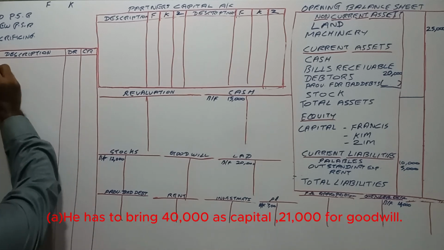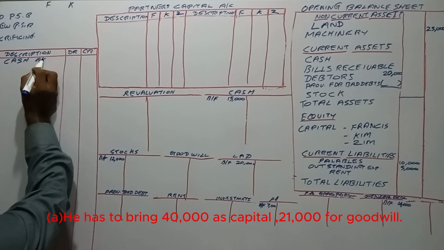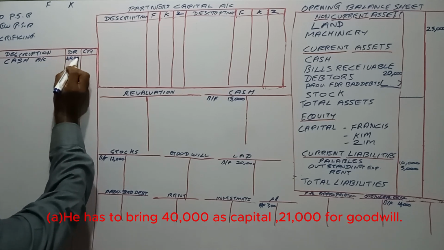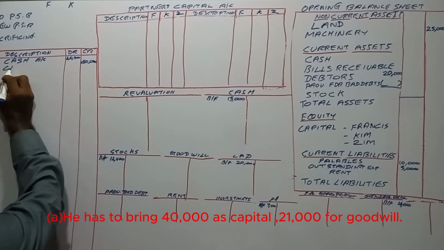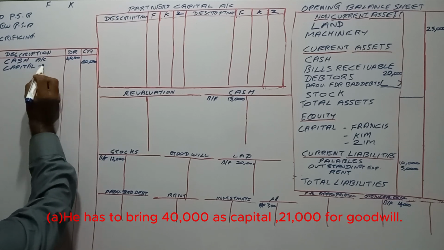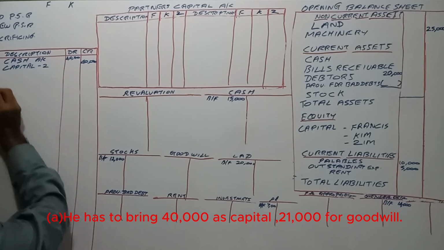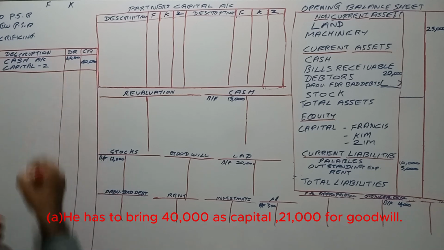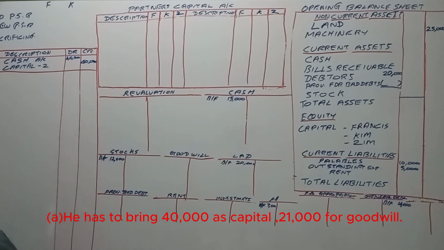Then first entry: cash account debit 40,000, capital account credit. Capital of Zim is 40,000. First double entry is over, so you have to write the narration. First double entry is over for capital, and 21,000 is goodwill.